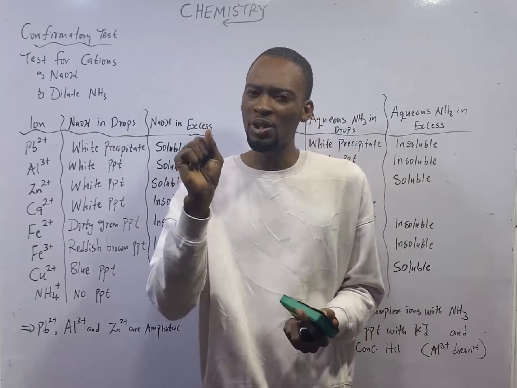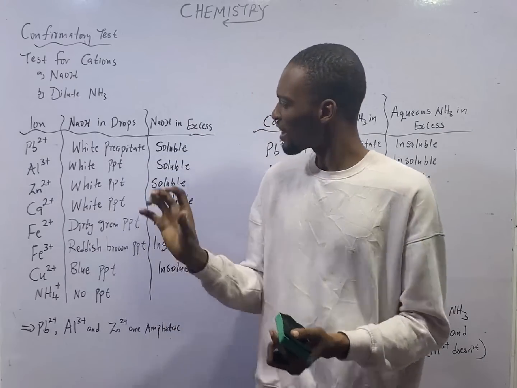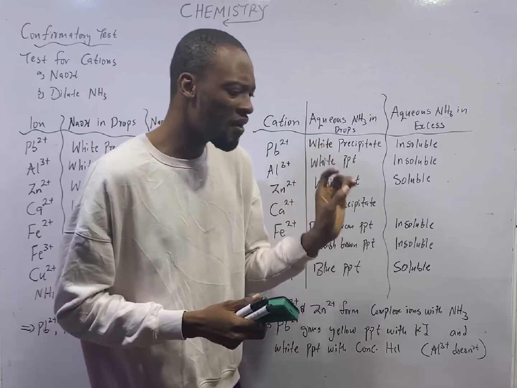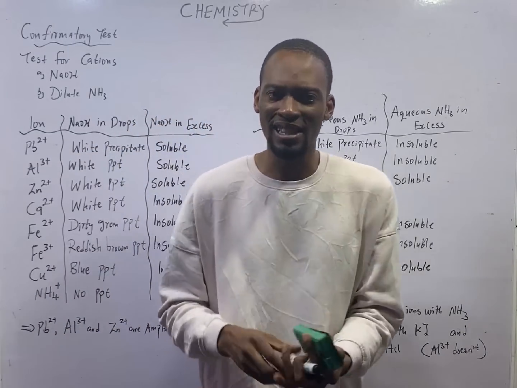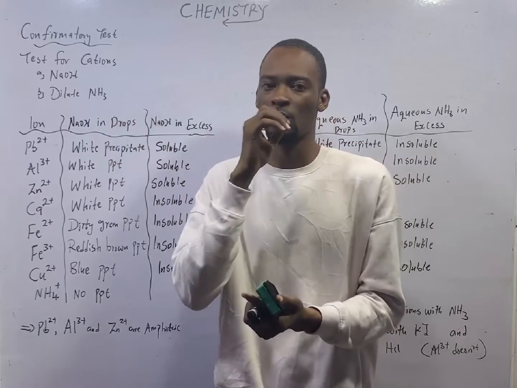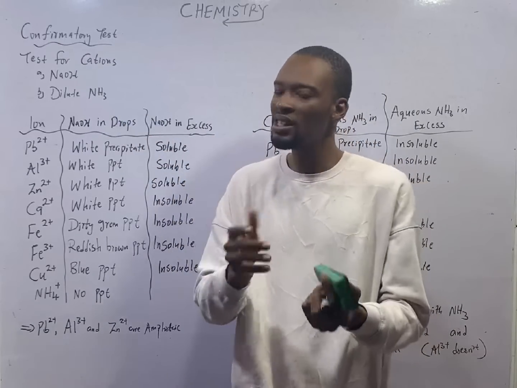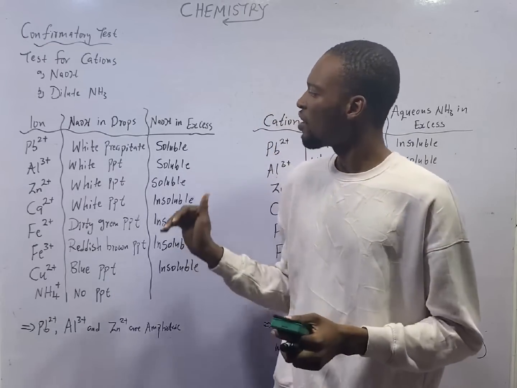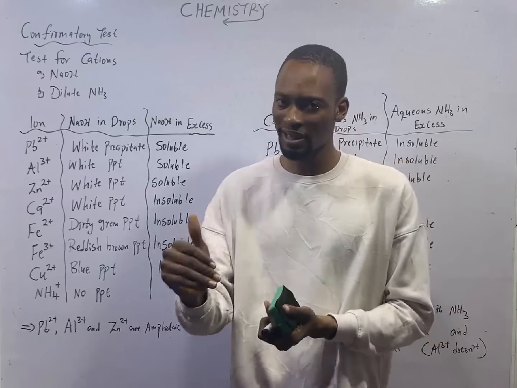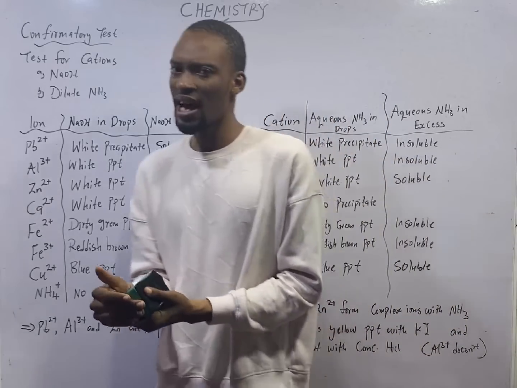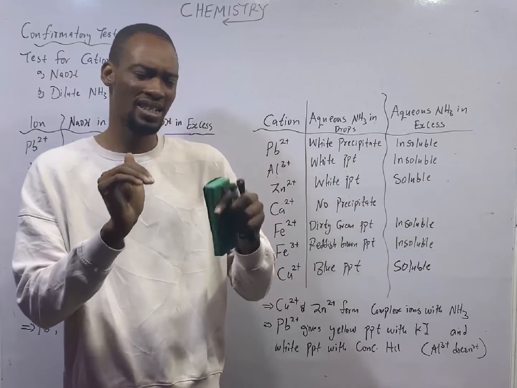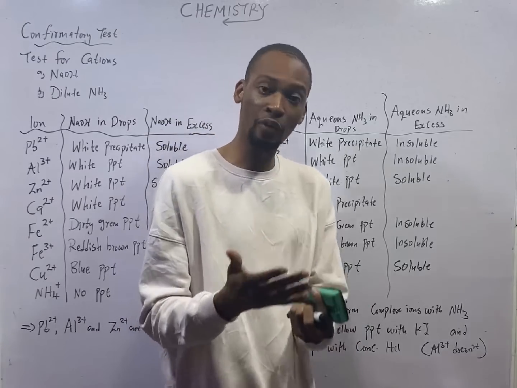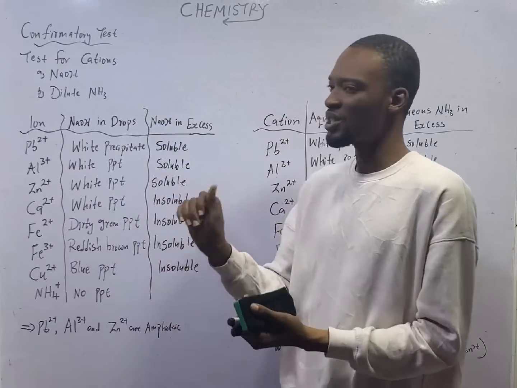Now, confirmatory tests for cations. Cations are positive ions. Remember, metals generally ionize by electron loss. In the next episode, we shall begin non-metals and their compounds, then metals and their compounds. The difference between metals and non-metals is that non-metals ionize by electron gain, while metals ionize by electron loss. What is an ion? Ions are simply atoms that possess electric charge.